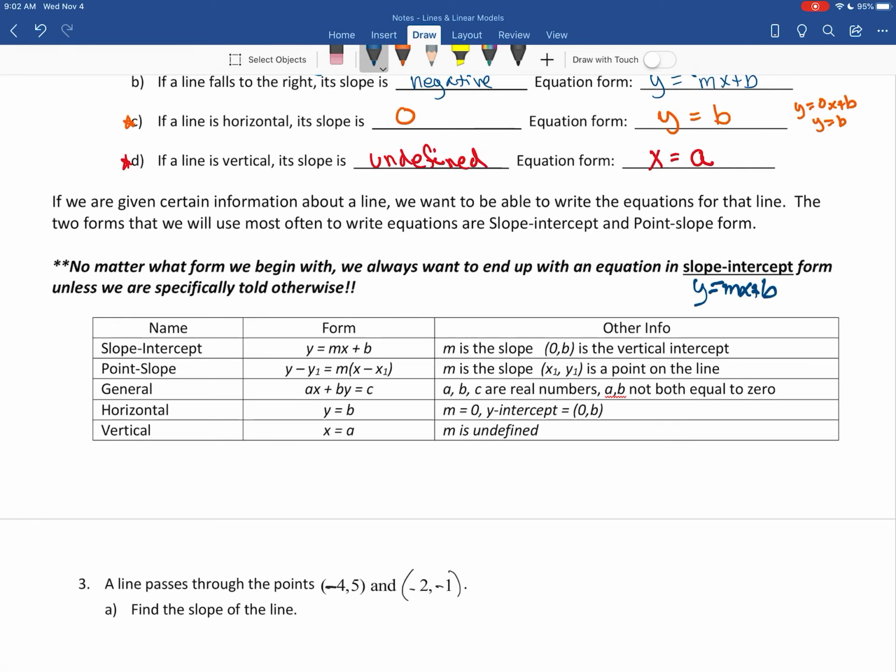Now that's not always given to us. They could start you with just the slope and a point, and there's a way to get started there with point-slope form, but then you can multiply through, distribute, and move everything around and eventually get back to y equals mx plus b format. Same thing with the general form. They may give you the information to get started there, but we would likely move that around to get it into slope-intercept form. And then again, horizontal and vertical have their own special formats.